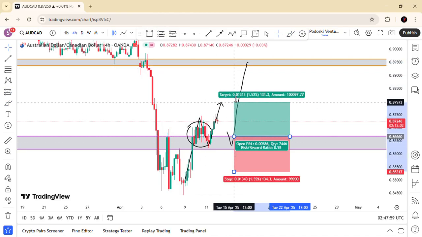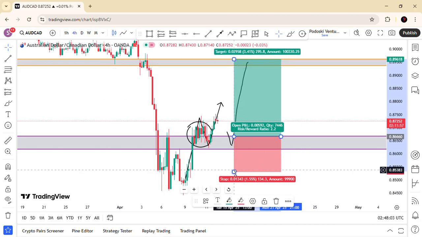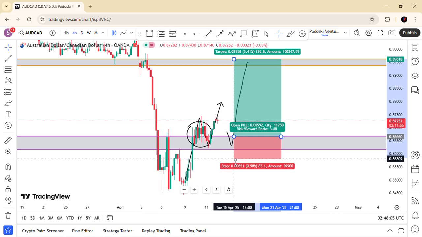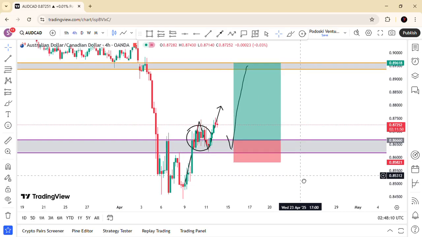So this setup is also something we are anticipating. If we get the trade, we'll pick it. If not, we just let it go on EURCAD.